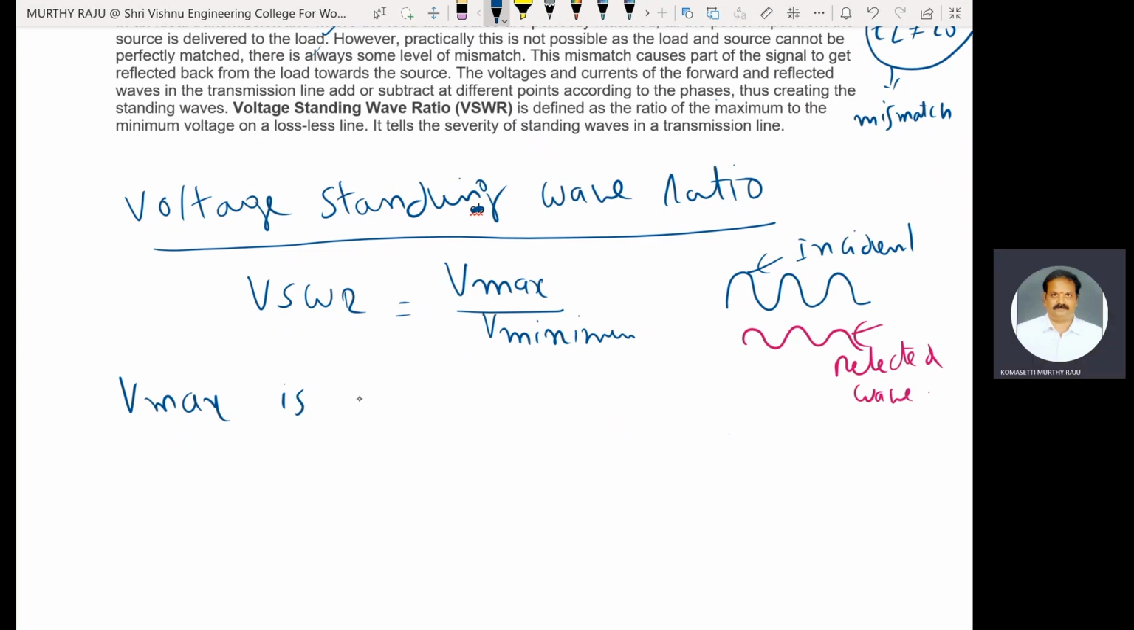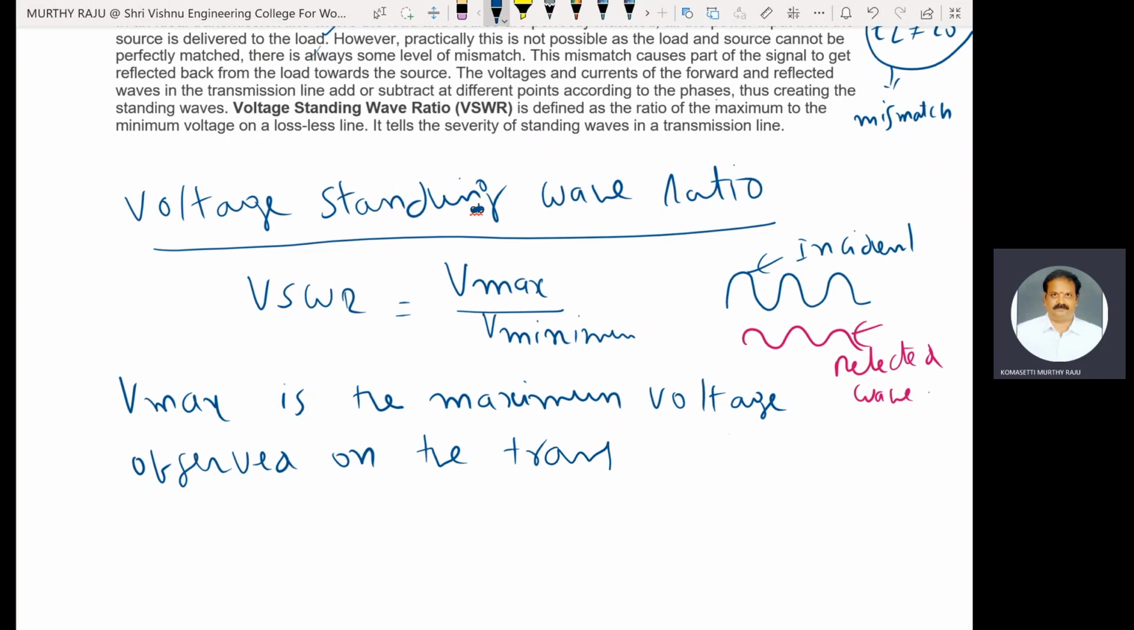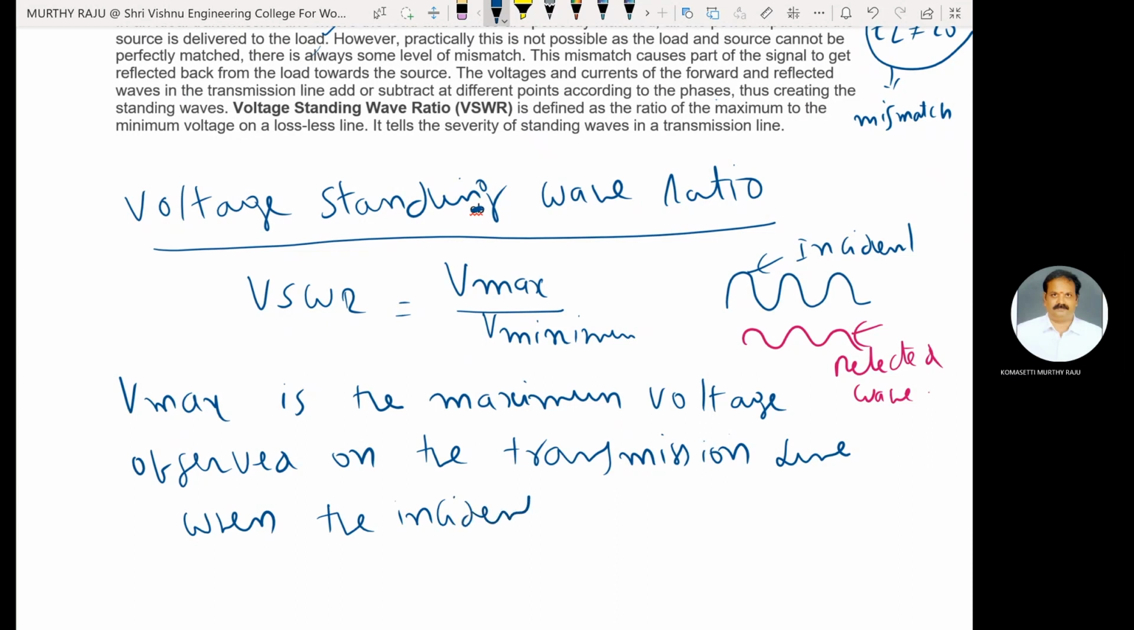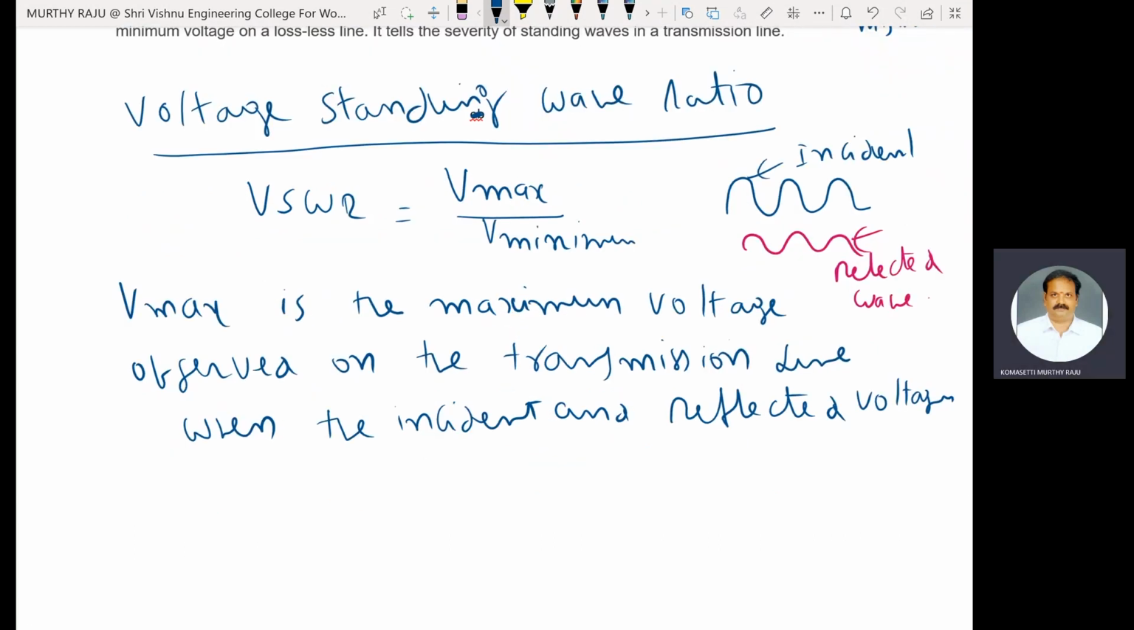V maximum is the maximum voltage observed on the transmission line when the incident and the reflected voltages add in phase.